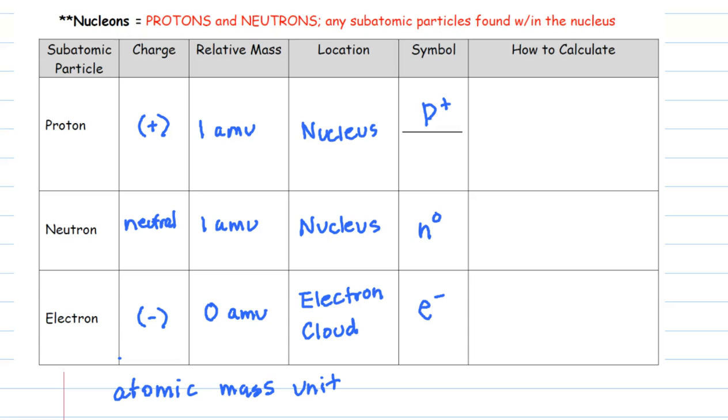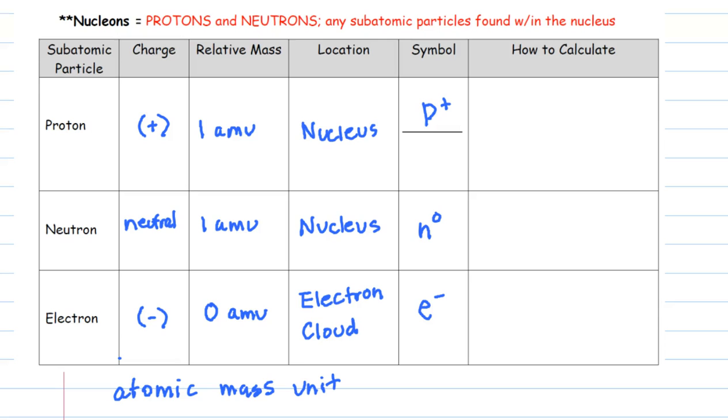The symbol for proton is a capital P with a plus as a superscript because it's a positively charged particle. The symbol for a neutron is a lowercase n with a 0 as a subscript because it's neutral. And the symbol for an electron is a lowercase e with a negative as a subscript.